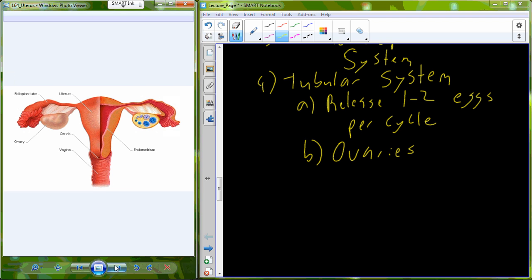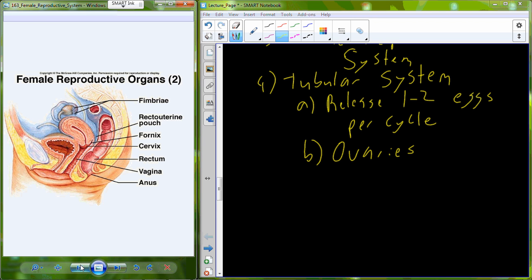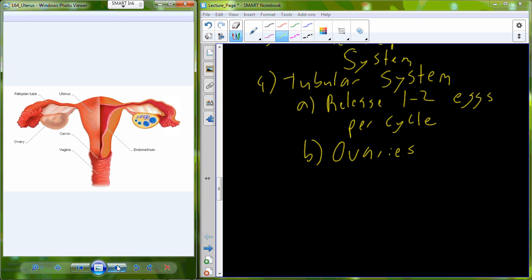All right, so this is what you're looking at here. Basically, you've taken the uterus and the oviducts and the ovaries and then the vaginal canal. And we basically dissected that out, and you're looking at it from an anterior perspective.